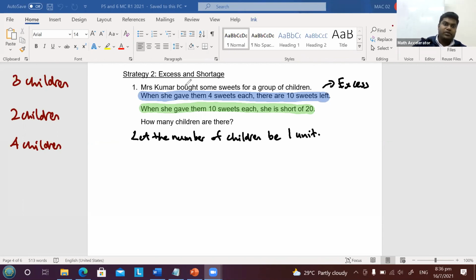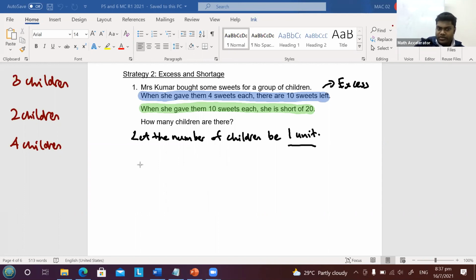So, I'm going to ask you a question now. If Mrs. Kumar has 1 unit of children, how many sweets will Mrs. Kumar have? It's the same idea. For 4 children, you take 4 times 4, which is 16, then plus 10, right? So if it's 1 unit of children, you just take 4 times the 1 unit. You'll get 4 units. Then the 4 units plus the 10 sweets. Agree? So how do you represent 4 units plus the additional 10 in a model?